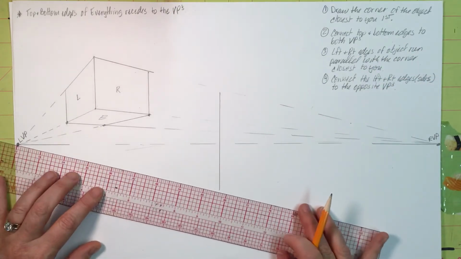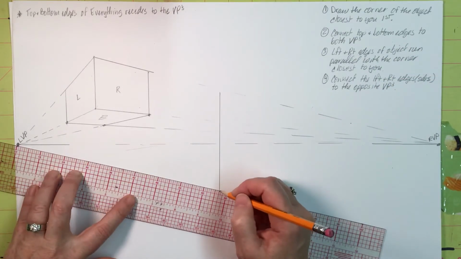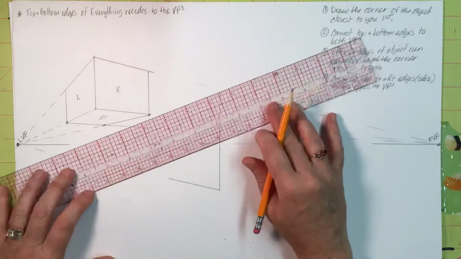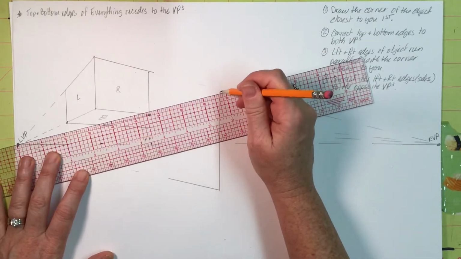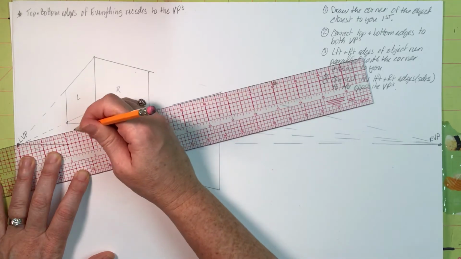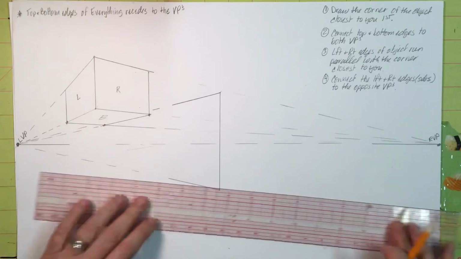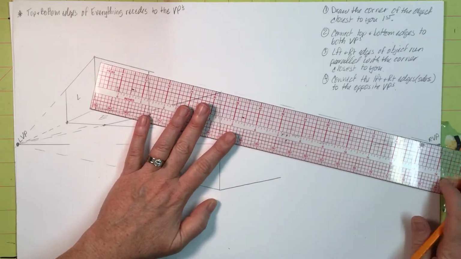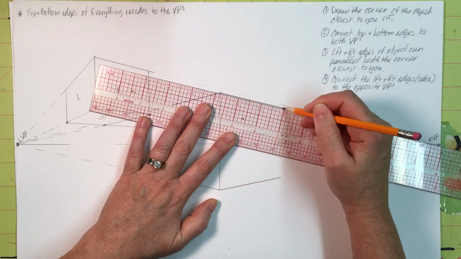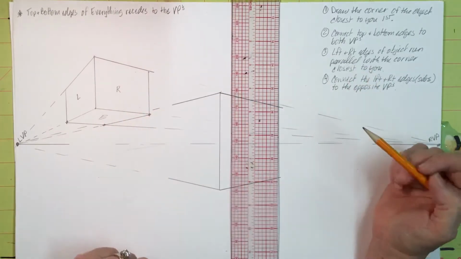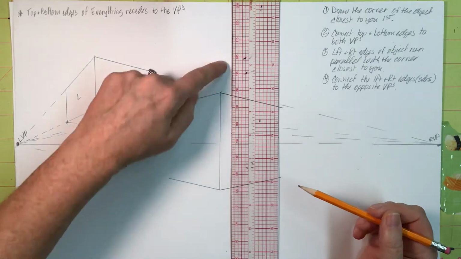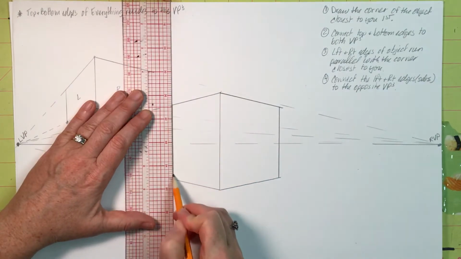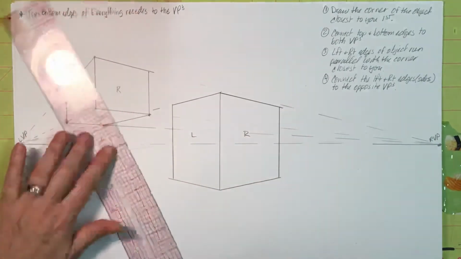Step 2 says connect the top and bottom edges to the VPs. So here is my bottom left edge. Here's my top left edge. Okay. Bottom right edge. Top right edge. And then step 3 says that the left and the right side of the cube run parallel with the corner closest to you. So there's the left and the right side of the 3D cube.